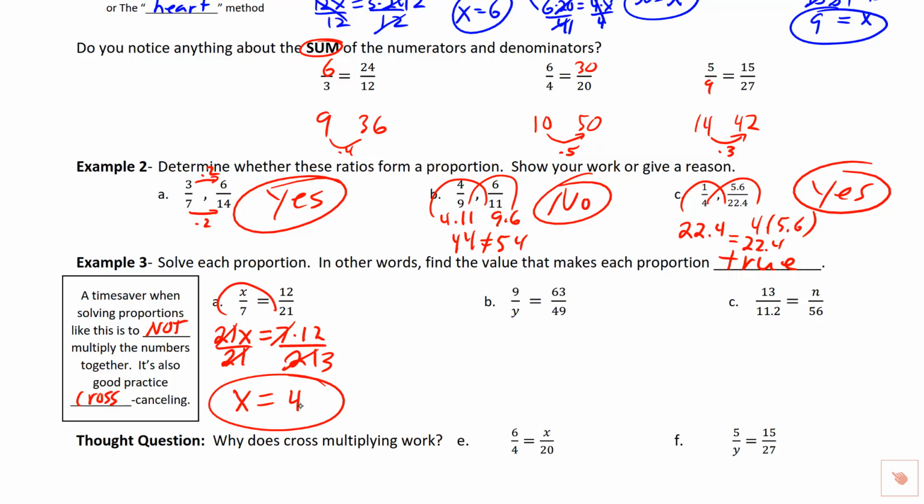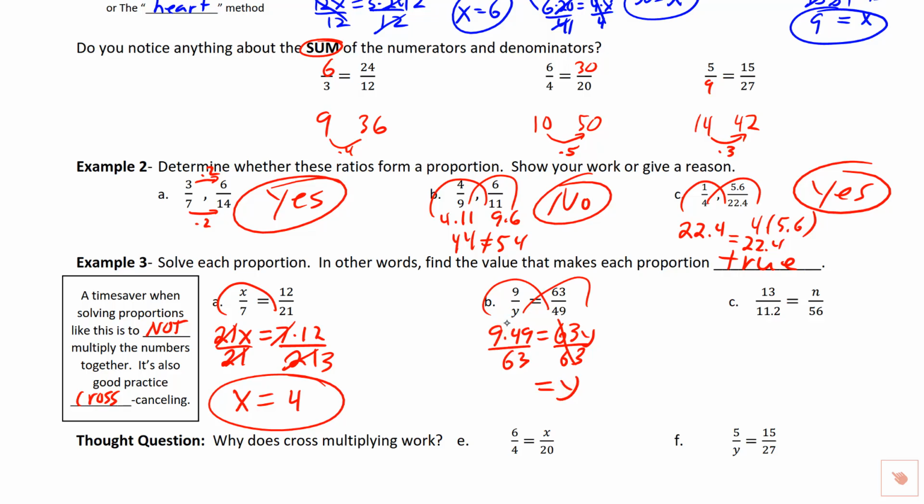So we get x equals 4. And then let's take a look at the next one. Again, we're going to do the cross multiplication. We're not going to multiply these together. We're just going to write down what the problem is. And then over here we have 63y. We're going to divide both sides by 63. So those are going to cancel, and I end up with y equals.